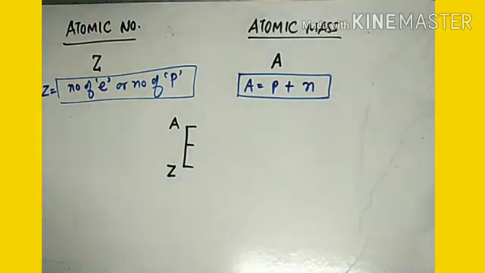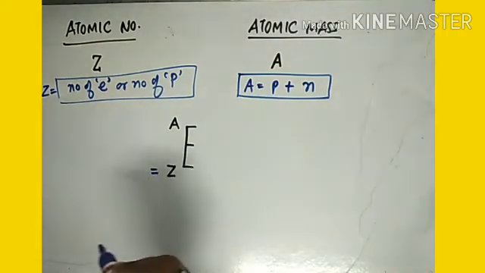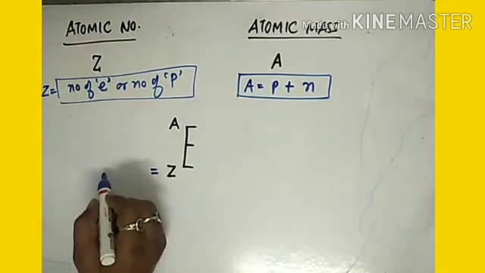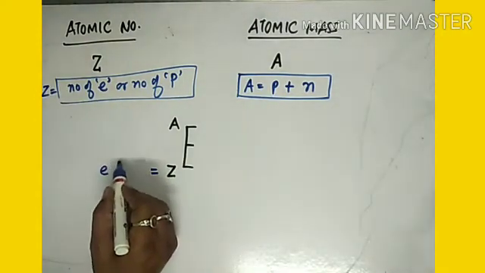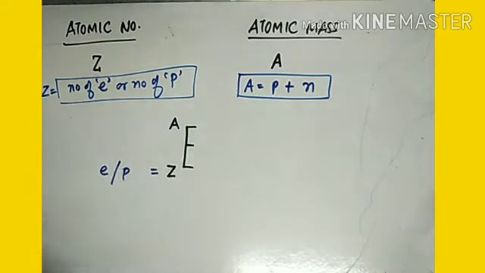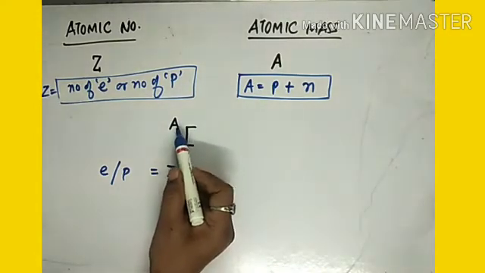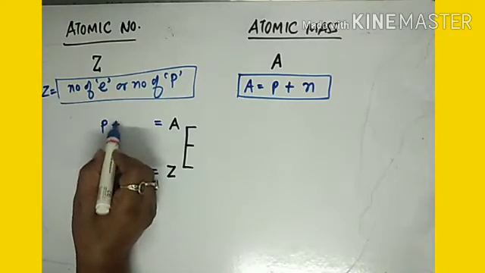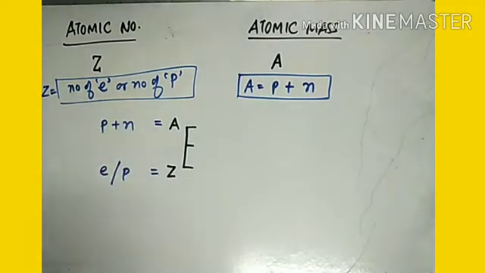Here we can conclude that the Z value will always be equal to the number of electrons or number of protons in a neutral element, or you can say atom. And as far as the mass is concerned, A will be written as number of protons plus number of neutrons.